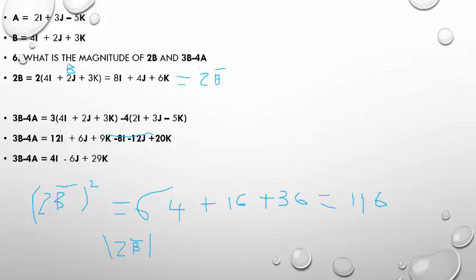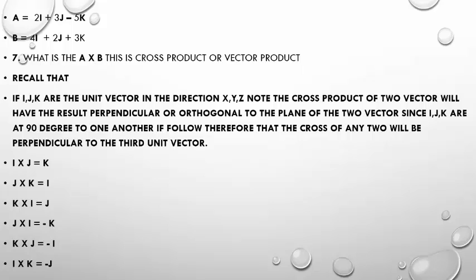the magnitude of 2b will be equal to the square root of 116. And similarly, we can find the magnitude. So you just say 4 times 4 plus minus 6 times minus 6, then plus 29 times 29, and you find the square root. That will be the magnitude of 3b minus 4a.